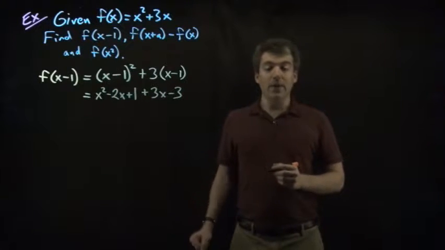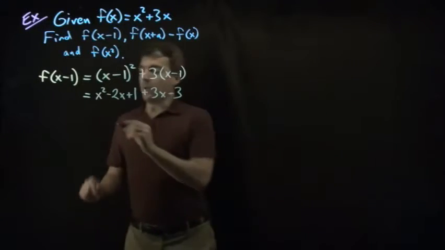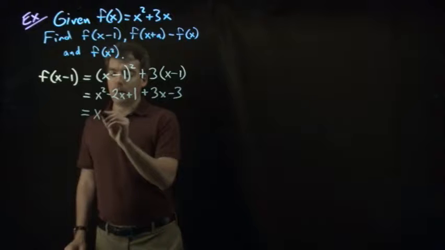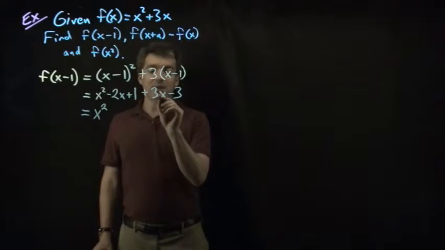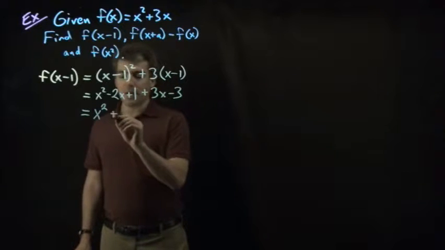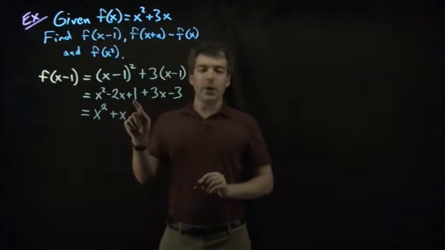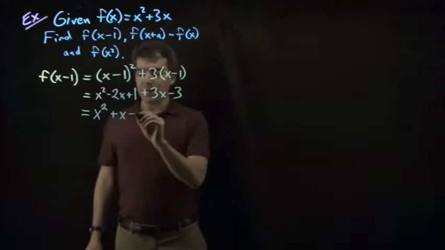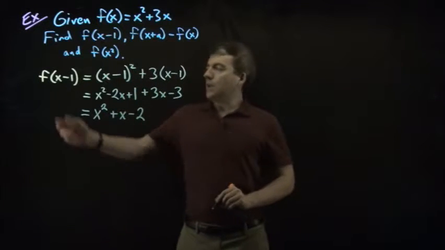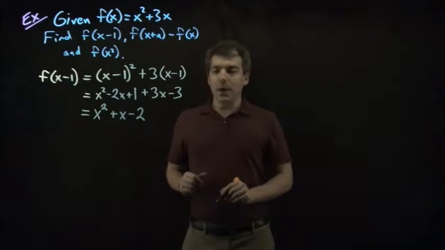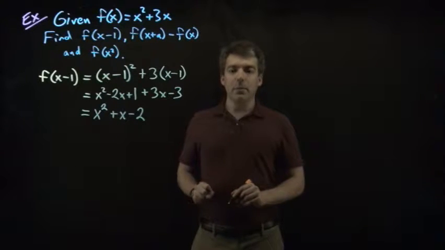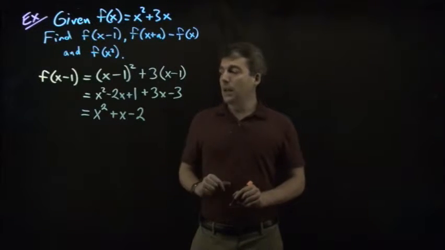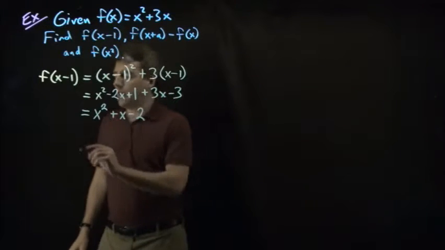And now we'll just combine the like terms. So there's x squared, no like terms, minus 2x plus 3x is just plus x, and then plus 1 minus 3 is minus 2. So what is f of x minus 1 for this function? X squared plus x minus 2. Let's look at the next one.